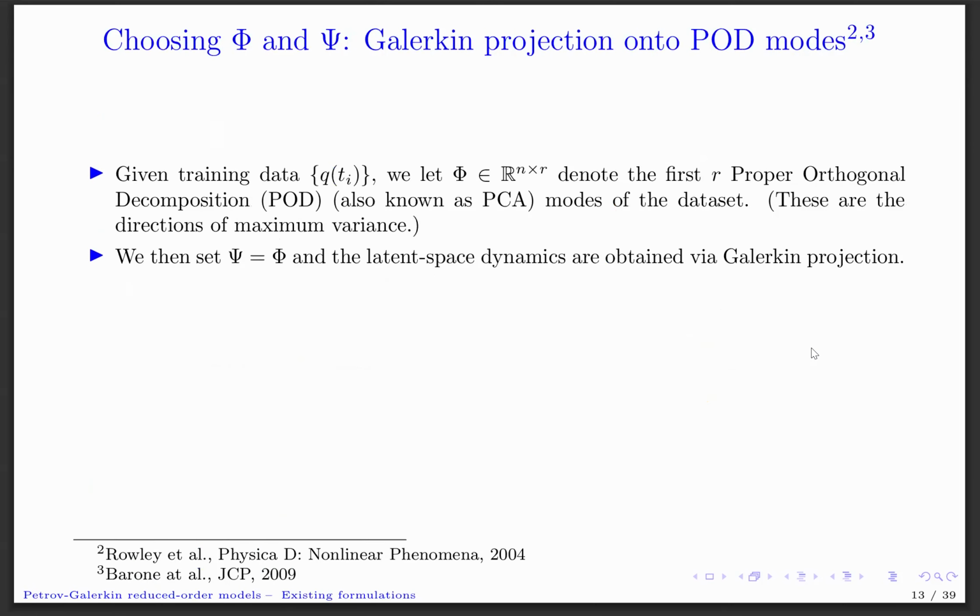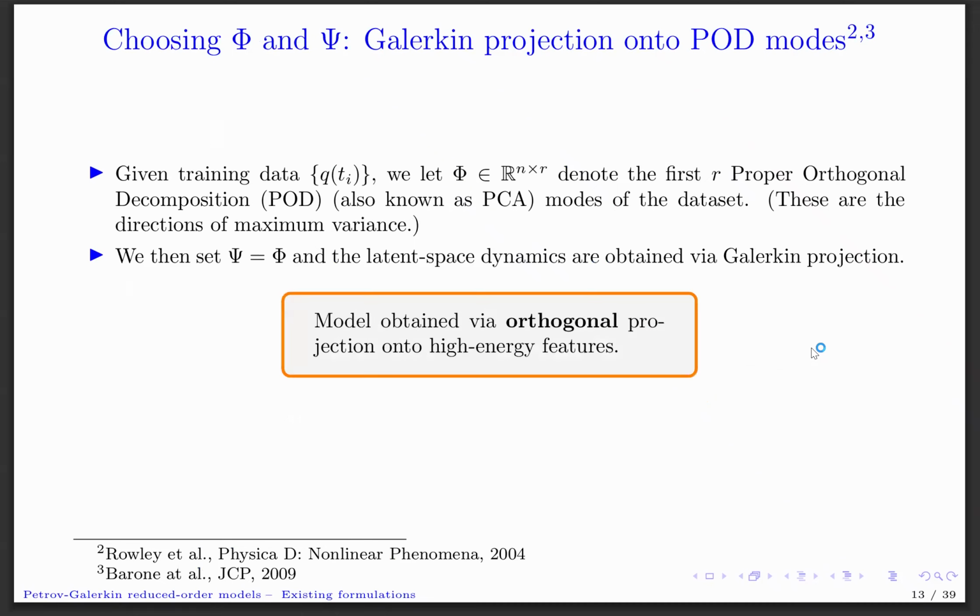Okay, so perhaps the most simplistic thing you can do is POD or PCA. So we have a bunch of training data from a high-fidelity simulation. You stack it into a matrix, and you compute PCA. These are the directions of maximum variance or maximum energy of the data. And then we set the encoder equal to the decoder, and then we Galerkin project. So this is, by definition, an orthogonal projection onto high-energy features. Effectively, we're doing what we did in the first demonstration of the toy model.